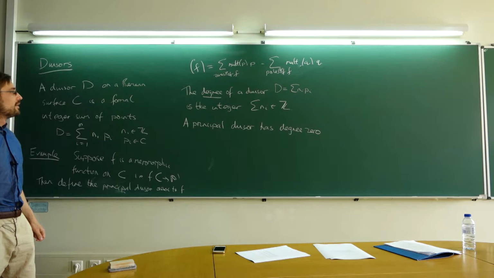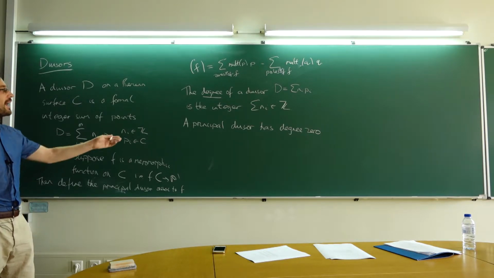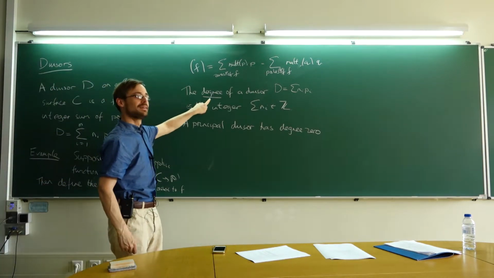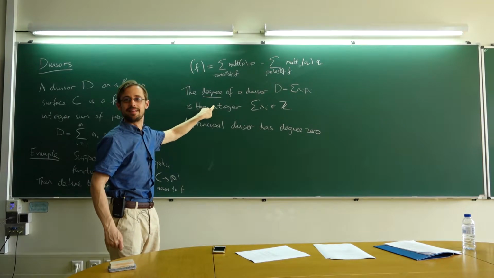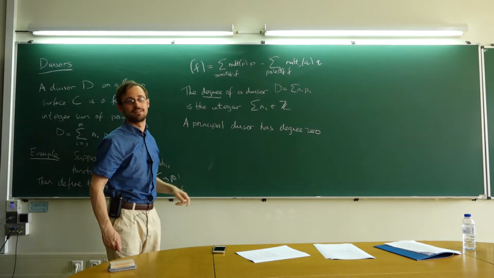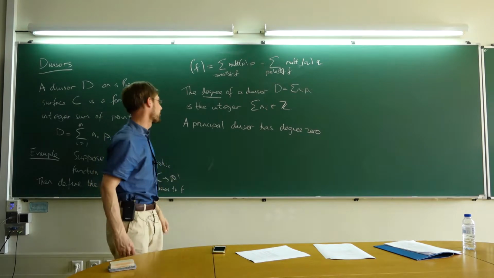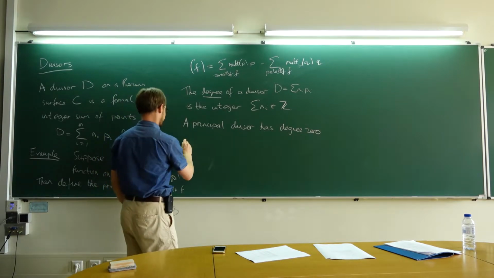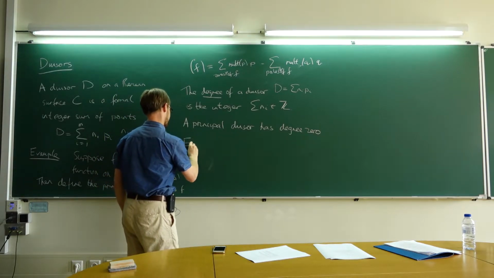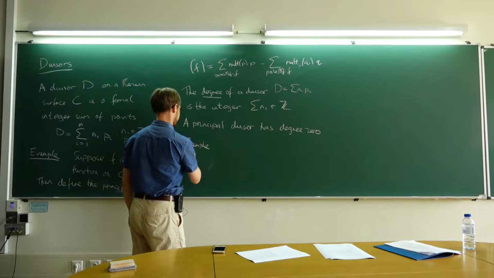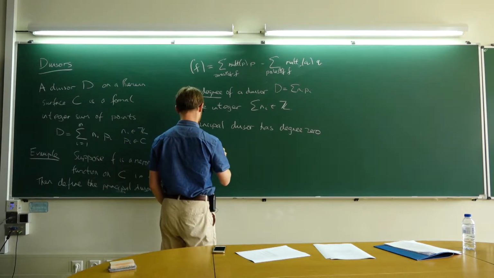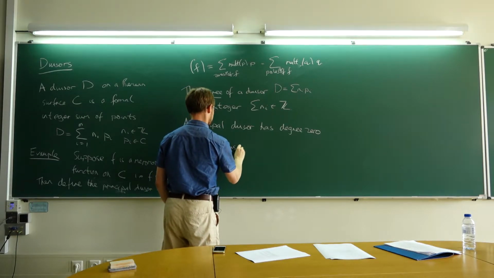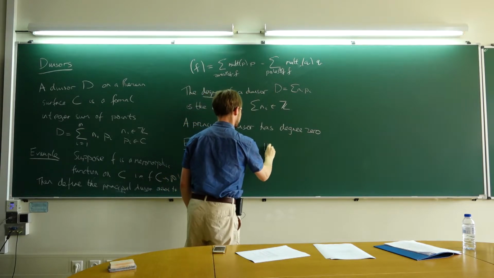One can ask how good a classification this is, so to what extent degree classifies divisors. The answer in general is not very well, but as usual, one can think about the projective line where everything is quite simple. So you can think about divisors on the projective line.